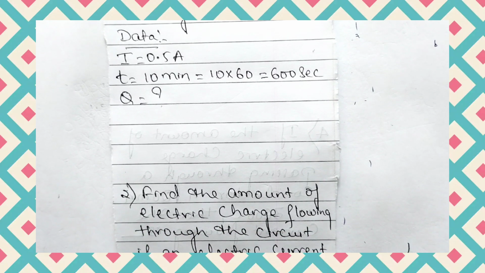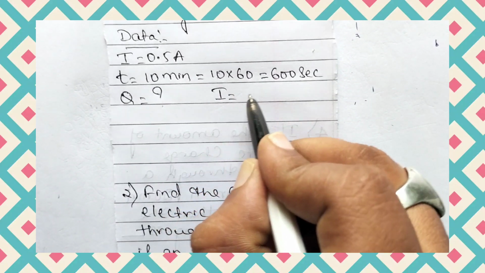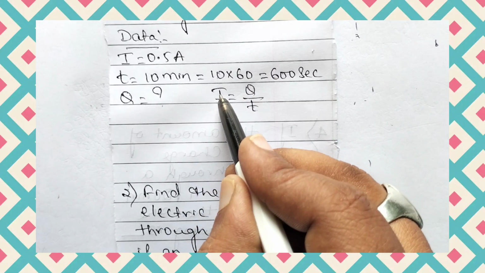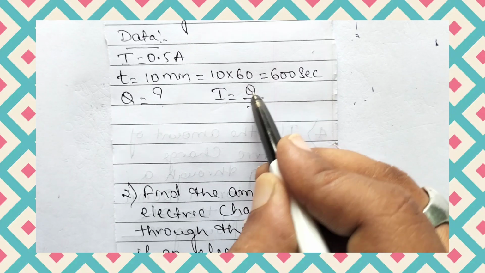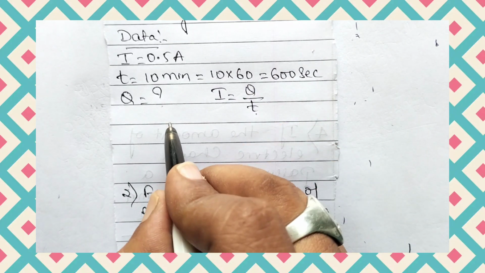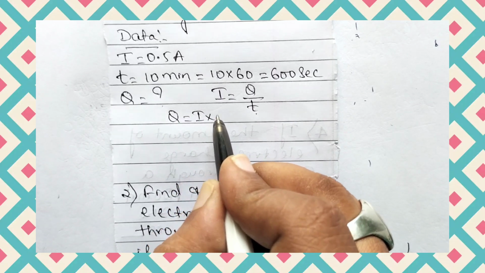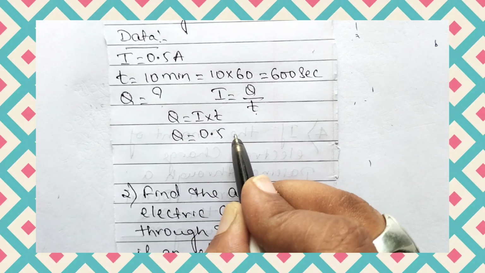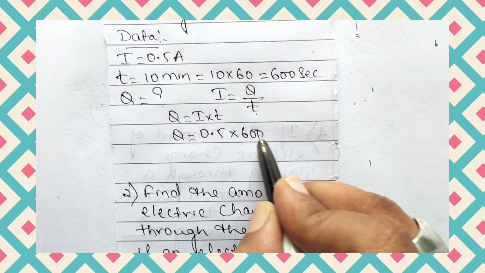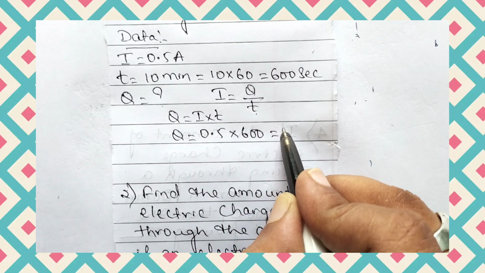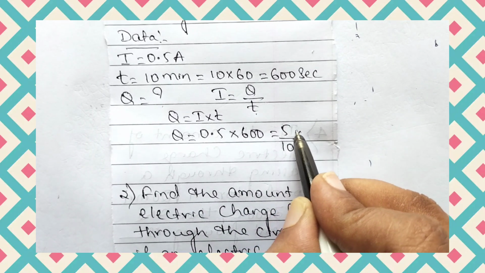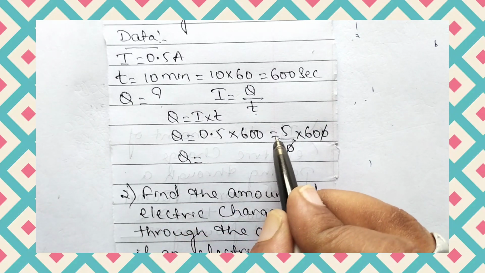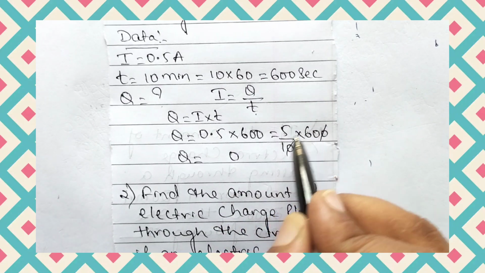What is the relationship between I, Q and T? So I is equal to Q by T. Rate of flow of charges is called current. So we want Q. So Q is equal to I into T. So Q is equal to, I is 0.5 into T is 600. That is equal to 0.5 can be written as 5 by 10 into 600. The zeros cancel. So Q is equal to 5 zeros are 0, 5 6 are 30.